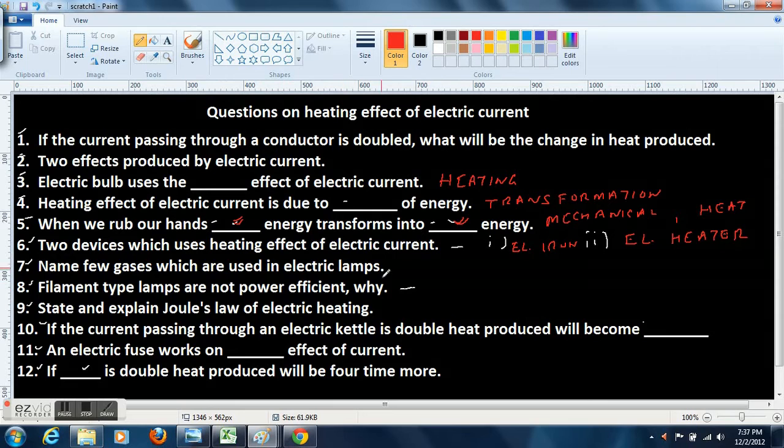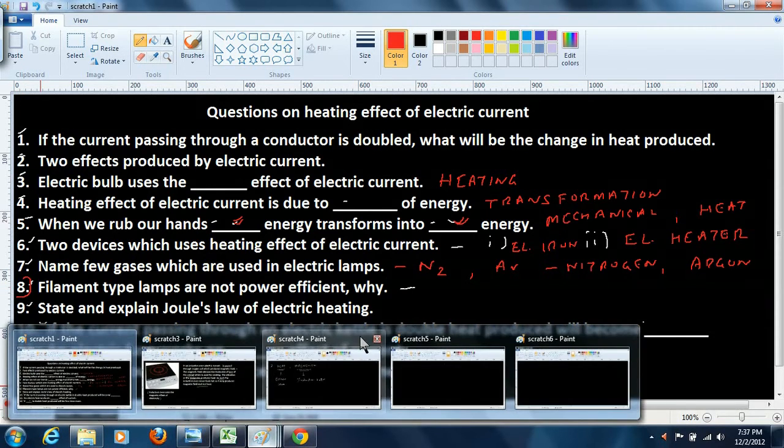Question number 7. Name few gases which are used in electric lamps. One you can write nitrogen, another you can write argon. Basically they will not enter into reaction with the filament. Question number 8. Filament type lamps are not power efficient. Why? This is very interesting. Let me write in a fresh writing pad.